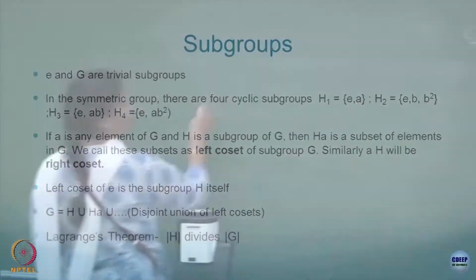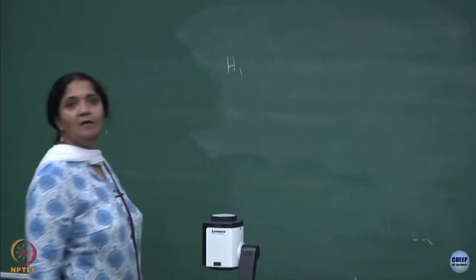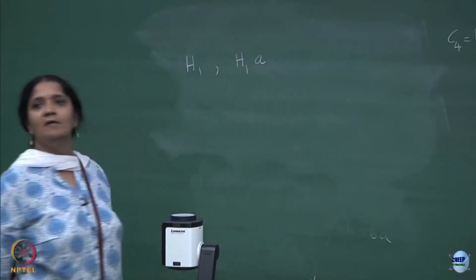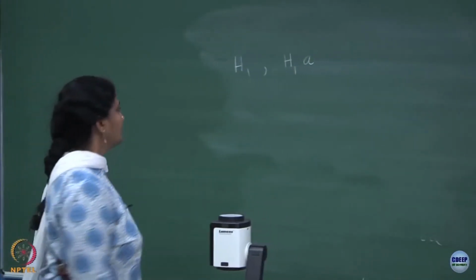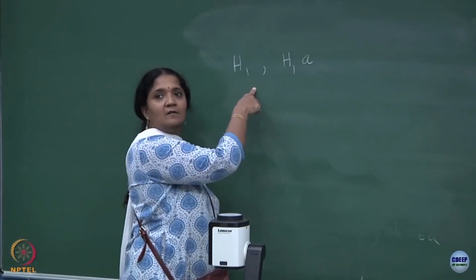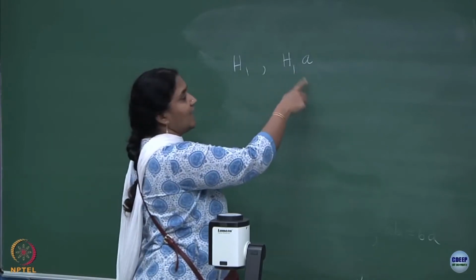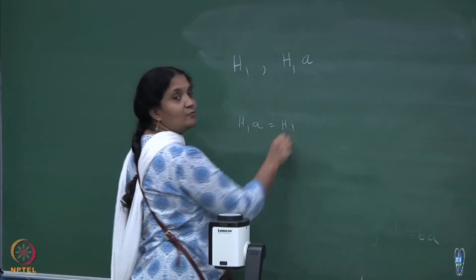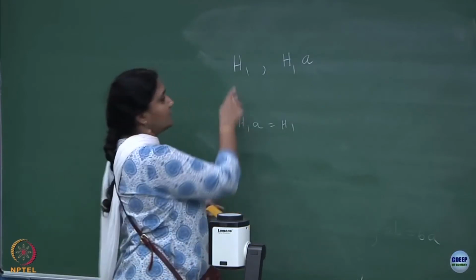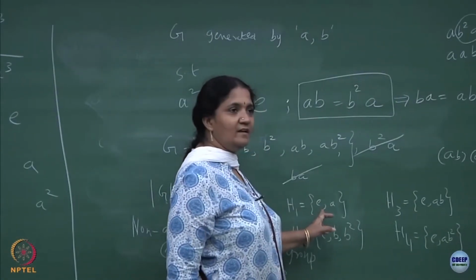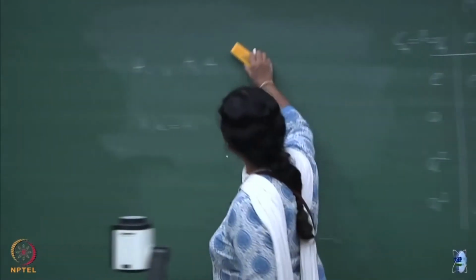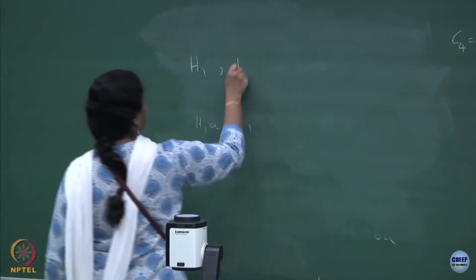So, let us take H1 to be the subgroup, okay, and then to H1 you can multiply an A. So, H1 has 2 elements, okay. If you multiply an A, anything happens? H1A is what? Is H1, right? Am I right? H1 is E and A. If you multiply A with that, it will become A and then A squared will become E. So, you do not get anything out of it. So, let us remove the A. What about H1B?